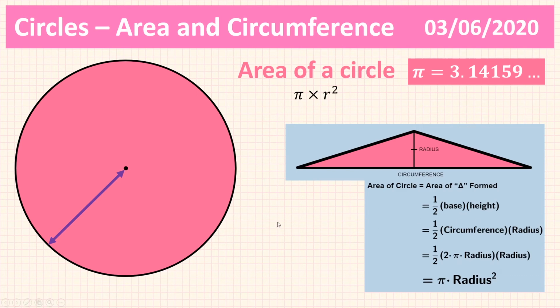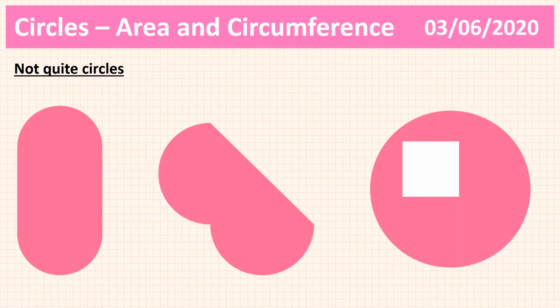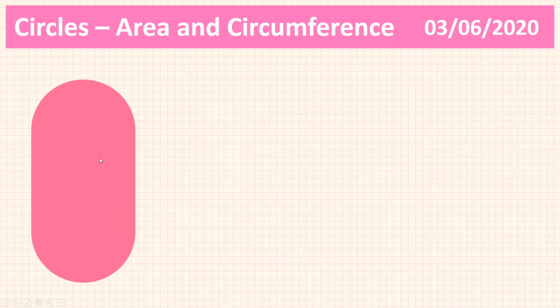Okay, so now moving on, we're going to be looking at something a little bit more specific. So these are not quite circles, but it's really important that you know and understand how to work with circles, finding the area and circumference to answer these types of questions. So we're going to go through all three, and hopefully this will help you understand it a little bit further. So we're looking at the first one. This is a strange little shape. Looks like a pill. So how would we work out the area of this shape?